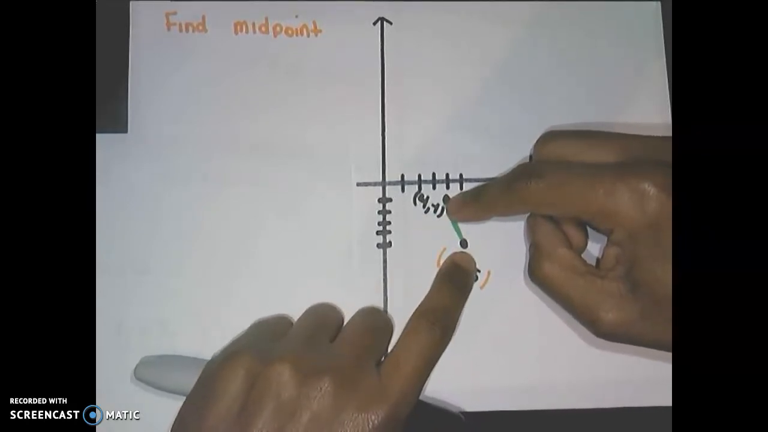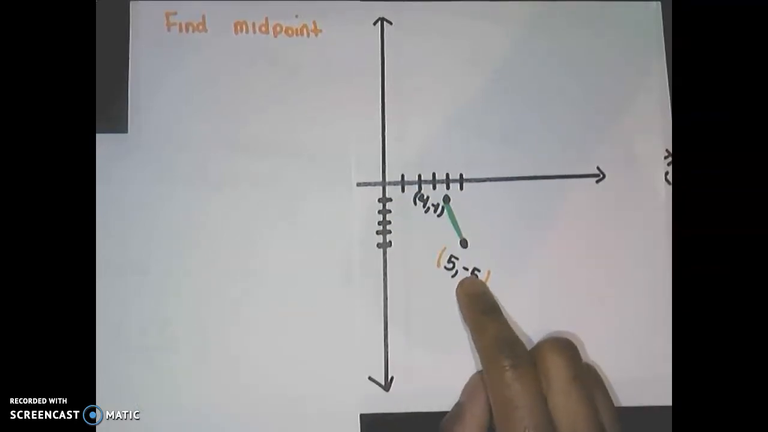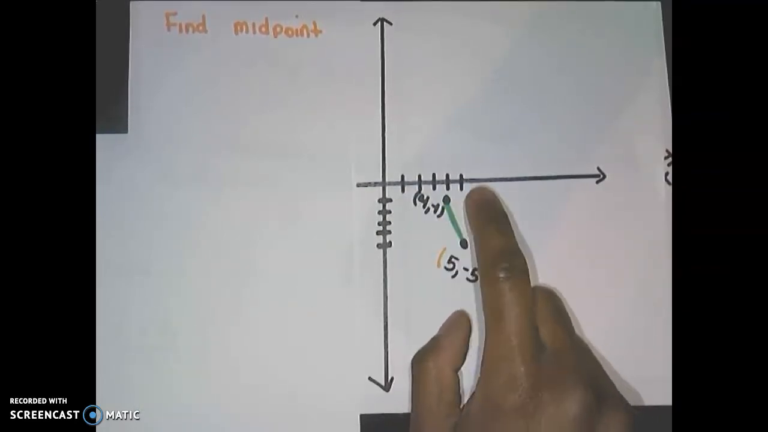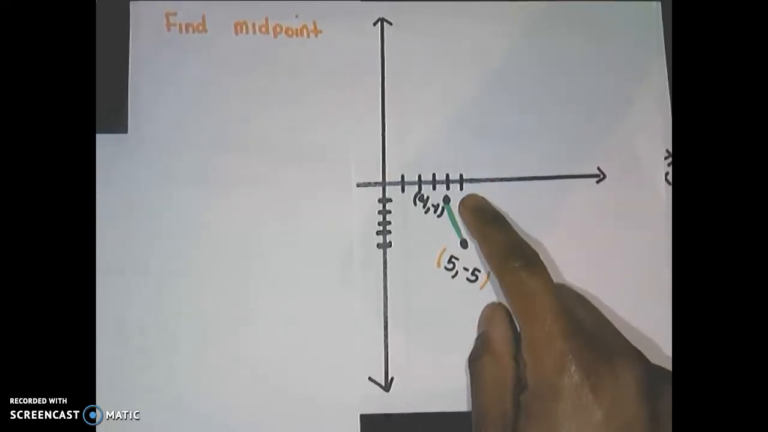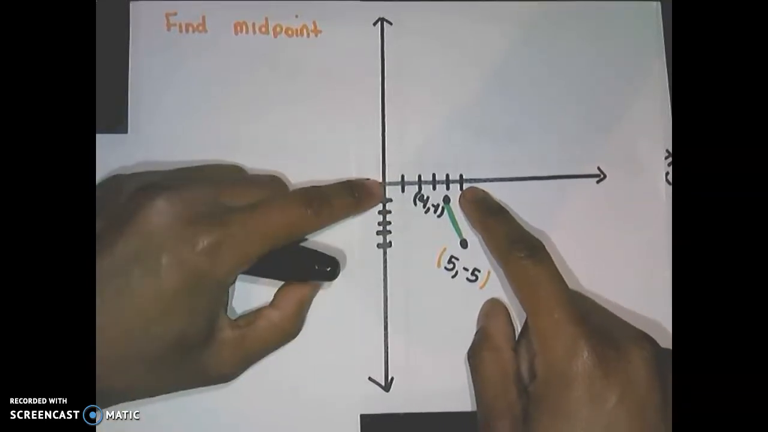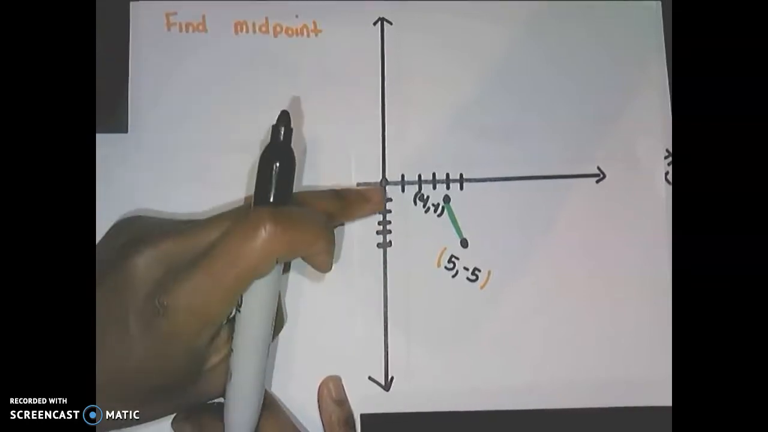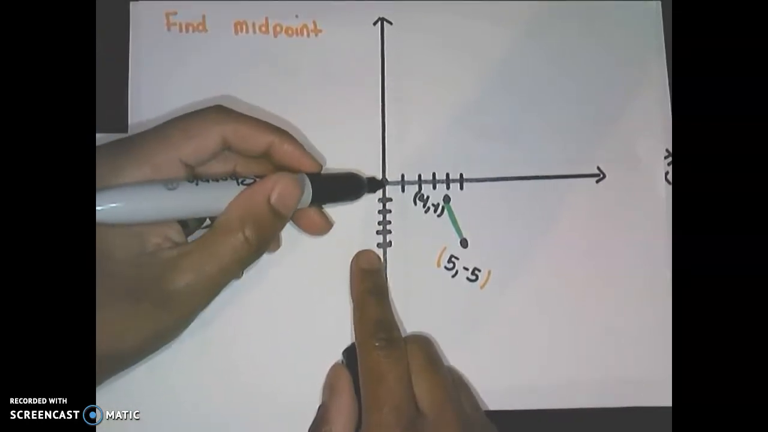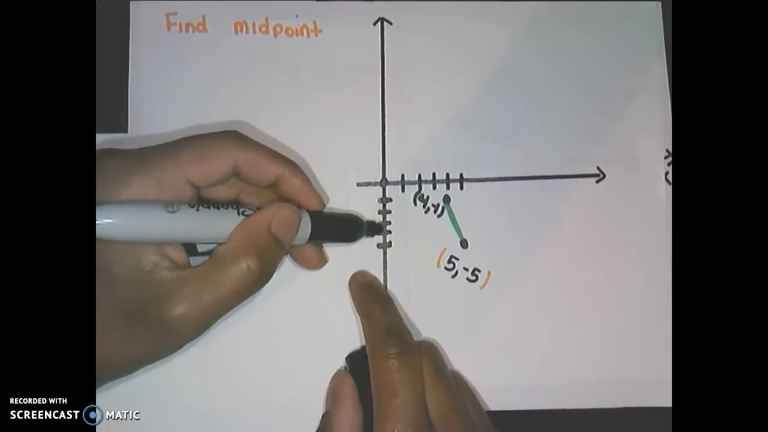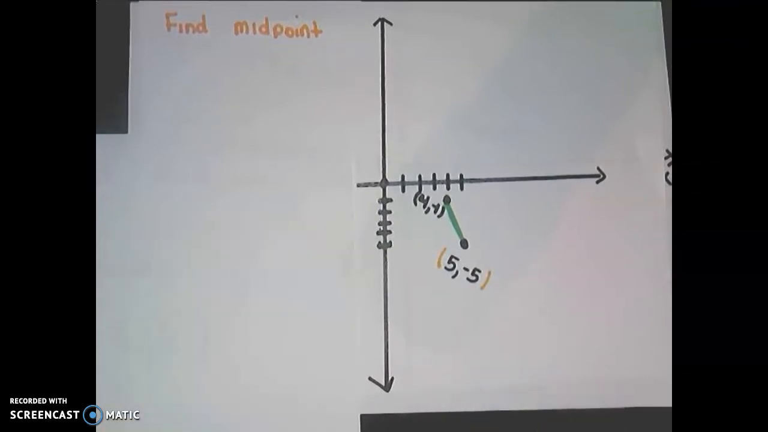And then the other endpoint for this line segment is going to be 5, -5. You can see we were already at 4 here. We went 1 unit over, so we know the new x value is 5. And then we're going to go down. If you look here, so you know this is the origin. And each one of these tick marks is going to be 1 unit. So this is just 1, 2, 3, 4, 5. And since we're going down, that's going to be a -5. So these are our 2 points, and we want to find what is the midpoint.